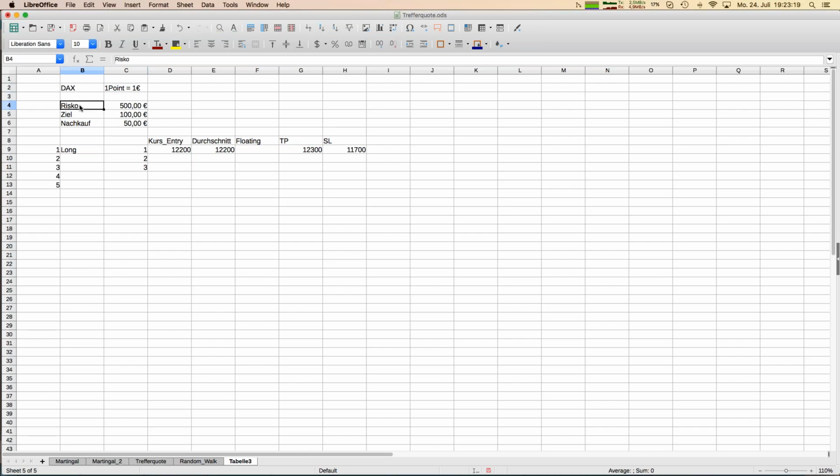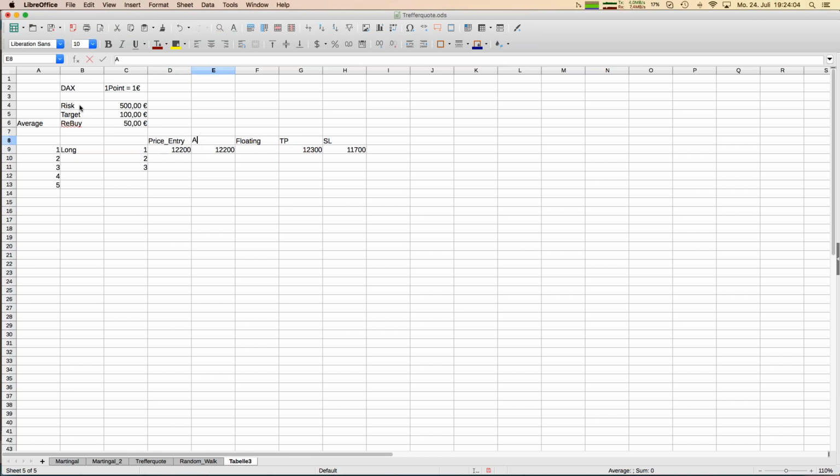So let's assume we have those values, that we have a total risk of €500, and that we want to reach a target of €100. And you see, risk-reward ratio is far below 1, and that will be our rebuys. And that will be later the average. So let's go, and let's simply start with a trade. We go for a long trade. That's now the direction for that example. So we buy the DAX at 12,200. Okay, that is now our price entry.